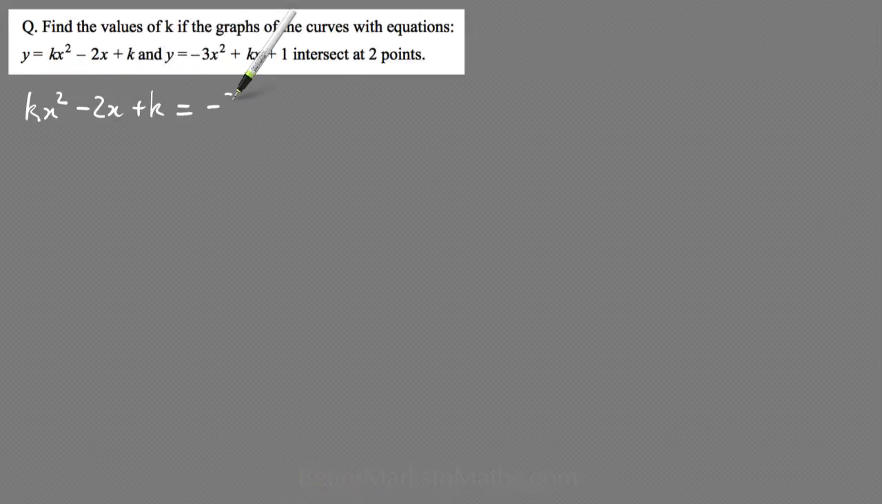So the first step is to let these two equations equal each other, and from there figure out k. And that's pretty much always what you do when you're told that graphs intersect. You're going to let the equations equal each other. So that's the first step. So kx squared minus 2x plus k is equal to the other equation, minus 3x squared plus kx plus 1.